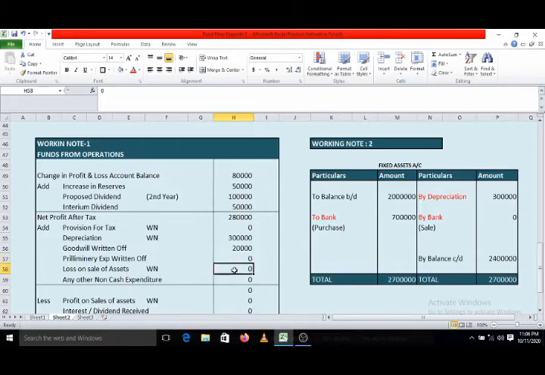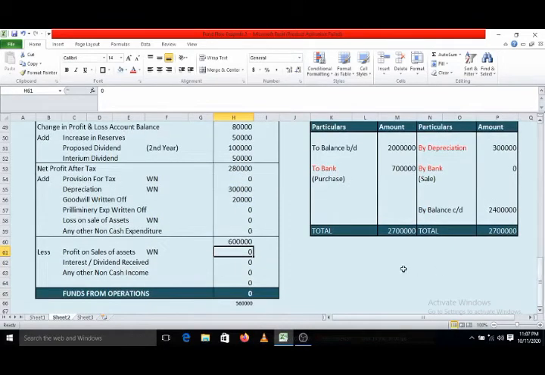So this is also 0. Any other non-cash expenditure? Nothing has been found, so that is also 0. Now here we will have to take the total of this one. So this is net profit after tax 2,80,000, plus we have to add back these two items. So 2,80,000 plus 30,000 plus 20,000, that comes to 6 lakhs.